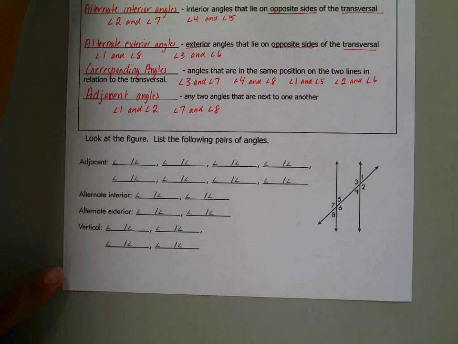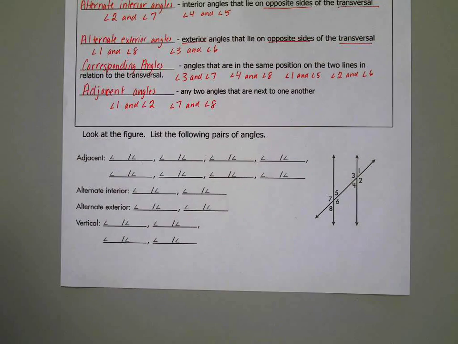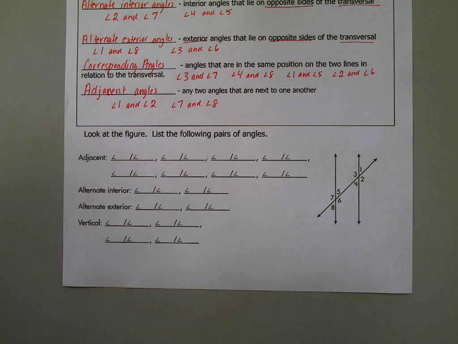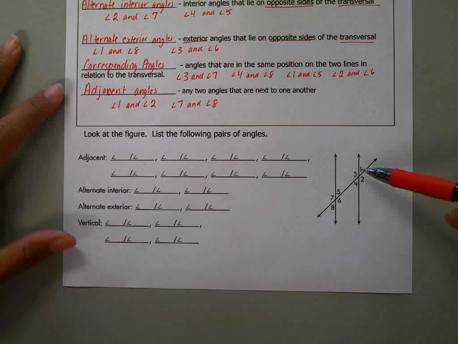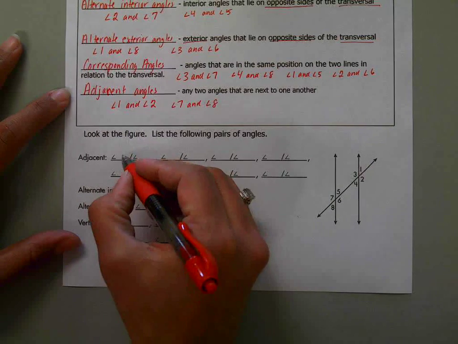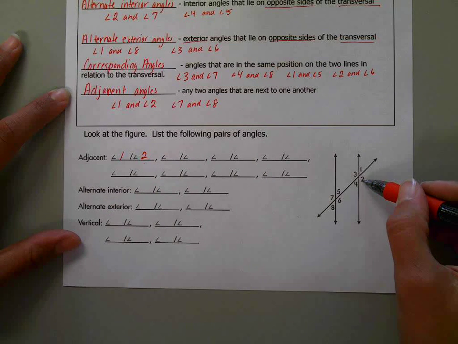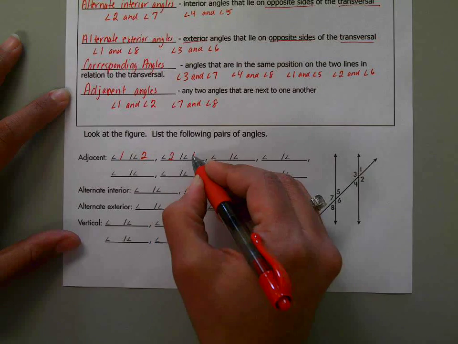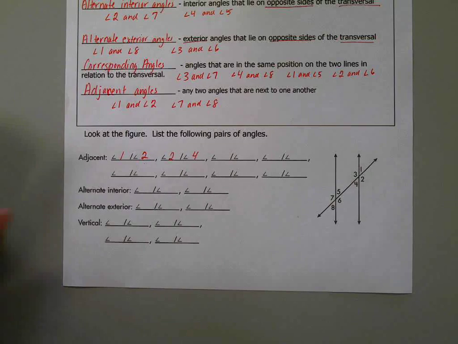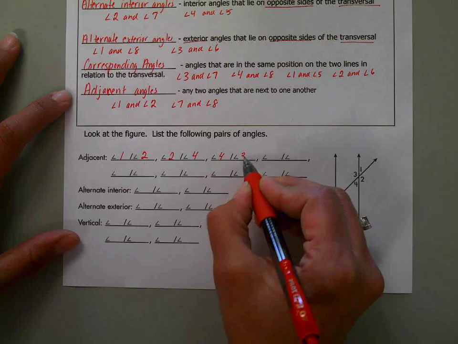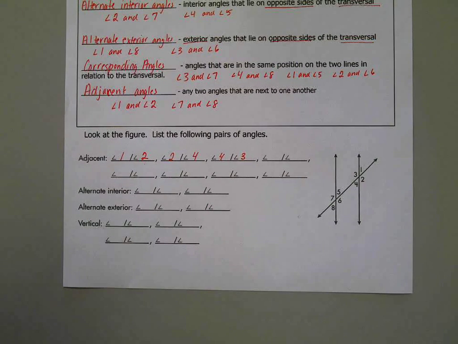So here we have a figure, and we want to list the pairs of angles. So we want to find all of the adjacent angles. So angle 1 and angle 2 are adjacent. We also have angle 2 and angle 4. Remember, adjacent just means next to one another. We have angle 4 and angle 3. You might want to pause here and see if you can fill in the rest of the adjacent angles.